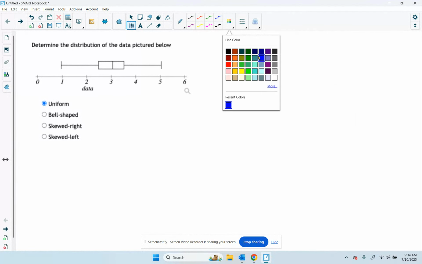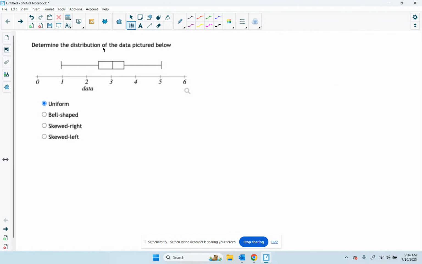Okay, so we have this question here. It says, determine the distribution of the data pictured below. So before we actually look at the box and whisker plot, we can just talk about the four choices here. So this says, does it represent a uniform distribution, a bell-shaped, a skewed right, or a skewed left?